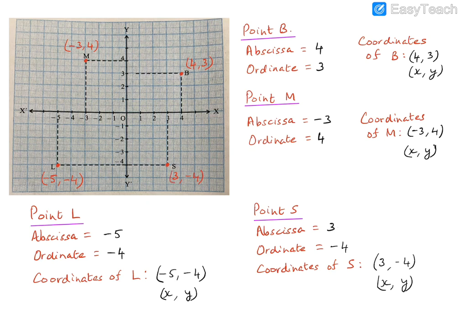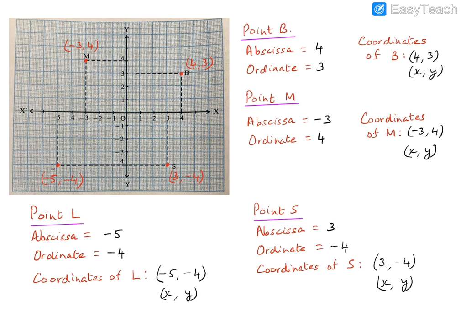Okay, so we now see how we can represent various points on the coordinate plane or the Cartesian plane, also called the xy plane. So this entire plane here that we have on this graph paper is called the coordinate plane or Cartesian plane or the xy plane, and we will be able to represent any point on this xy plane.